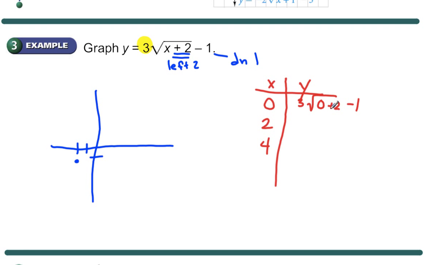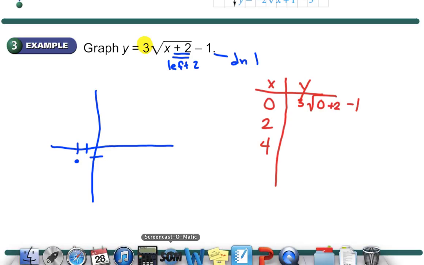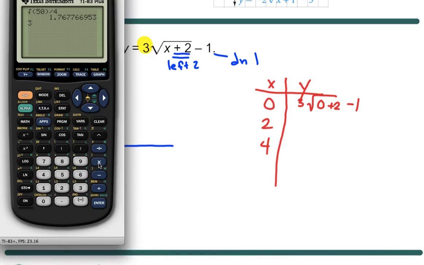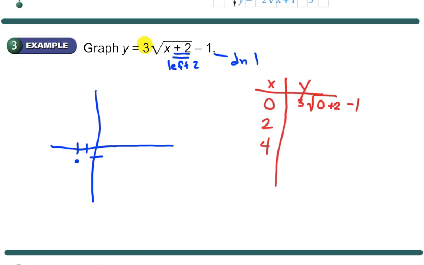So 0 plus 2 is just 2. 3 times the square root of 2 minus 1. Now, I do not know that off the top of my head, so I'm going to use the calculator. 3 times the square root of 2, close parentheses, minus 1 is 3.24. So 3.24 is what I get up here.